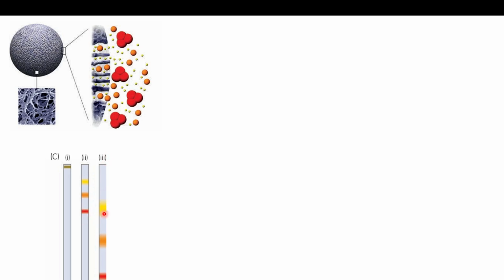And then slowly the things are passing through the matrix, and over the time, this will reach the end. The largest red one will elute out faster as compared to the orange one, which will again elute out faster as compared to the yellow one, the smallest one.